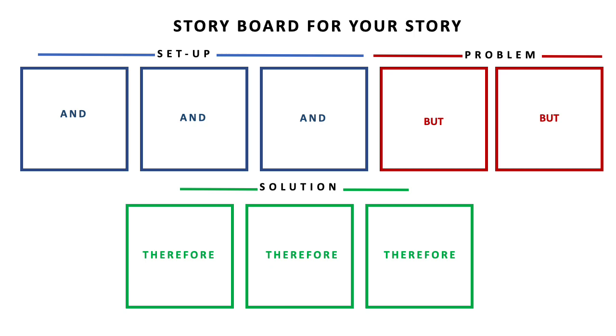And then the next frames are going to be your problem, right? And then so forth with the therefore. So this is just storyboarding your ABT. So what does that look like?